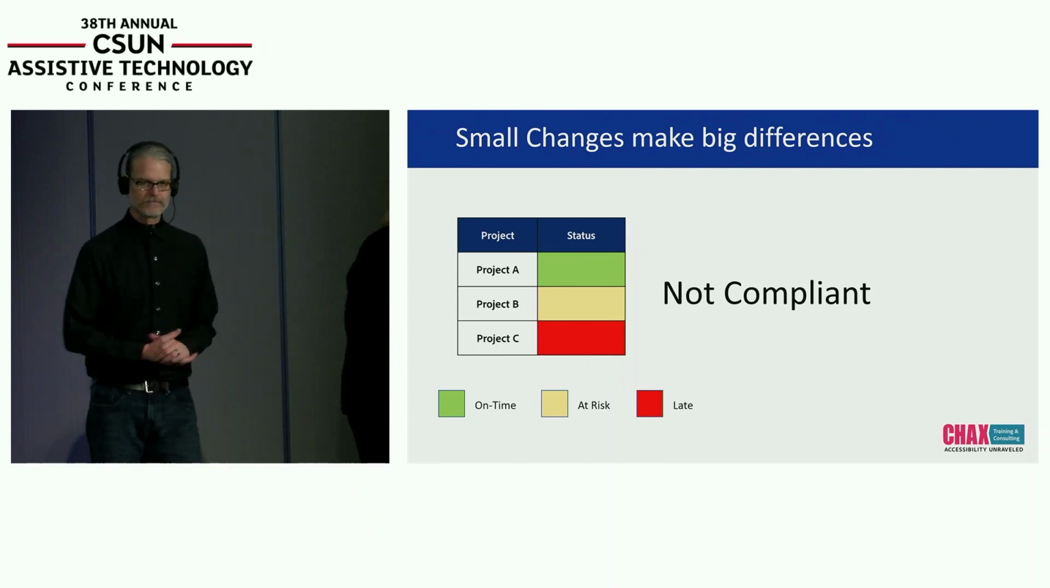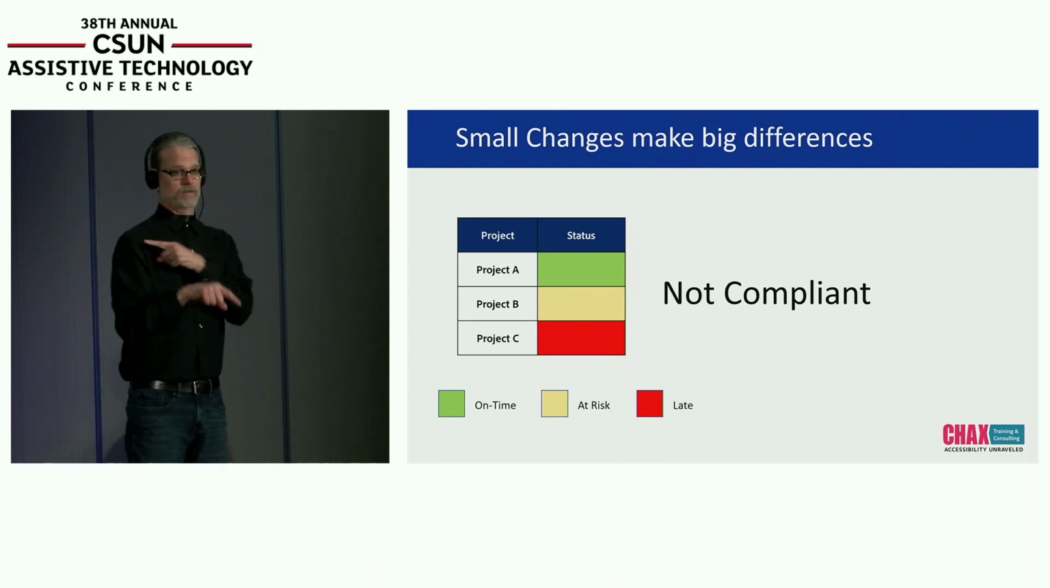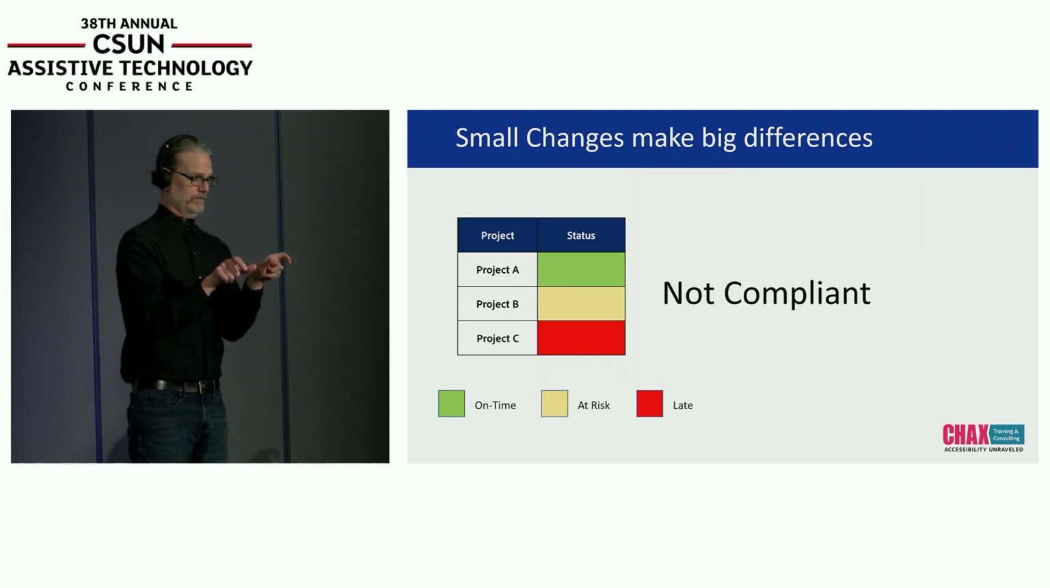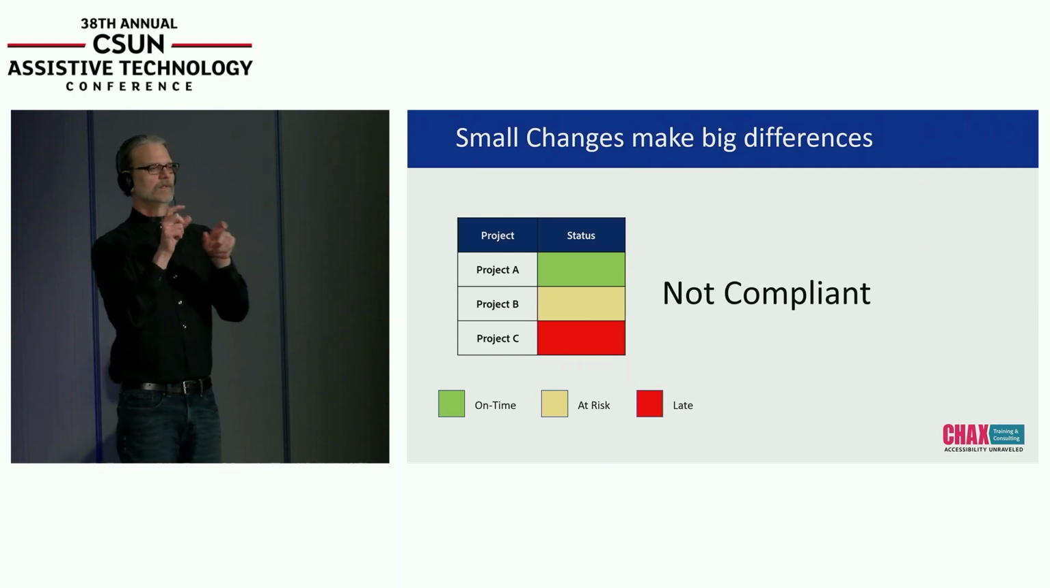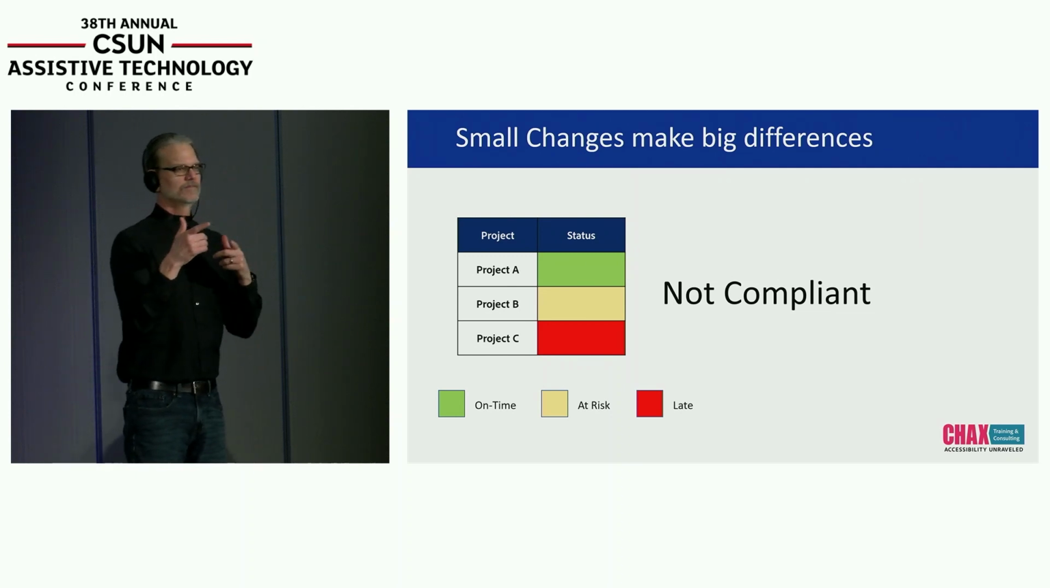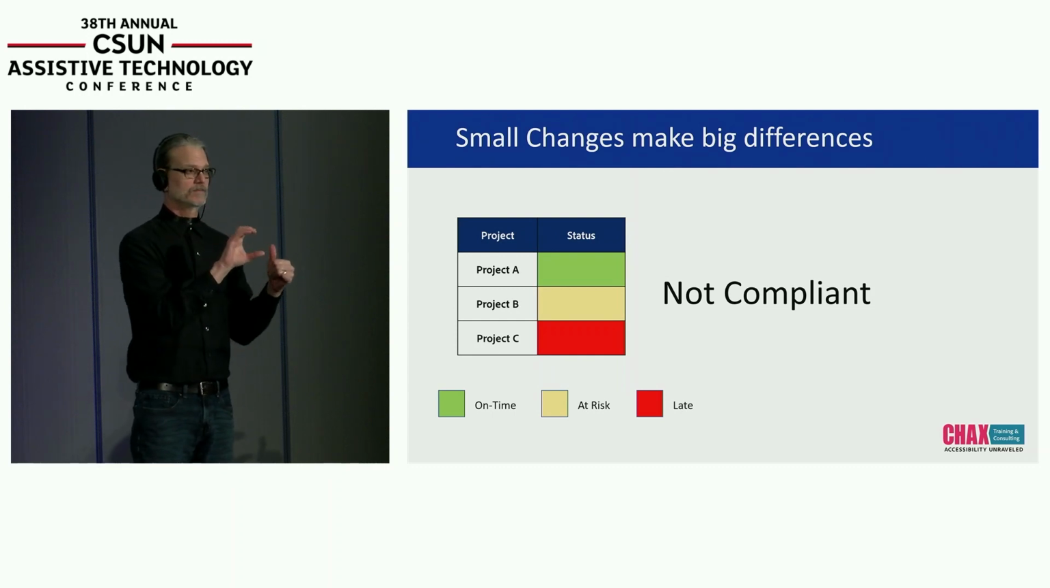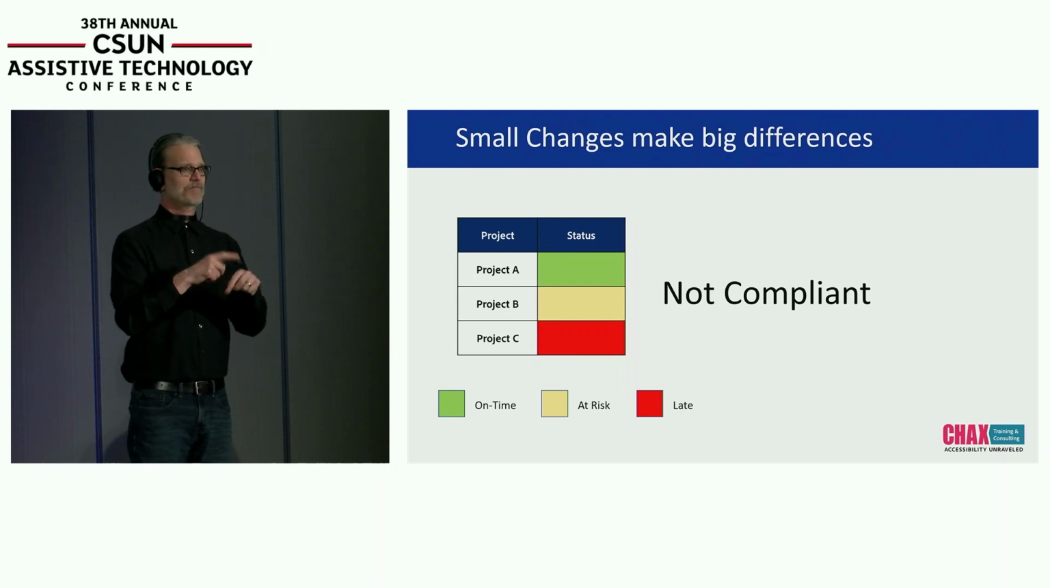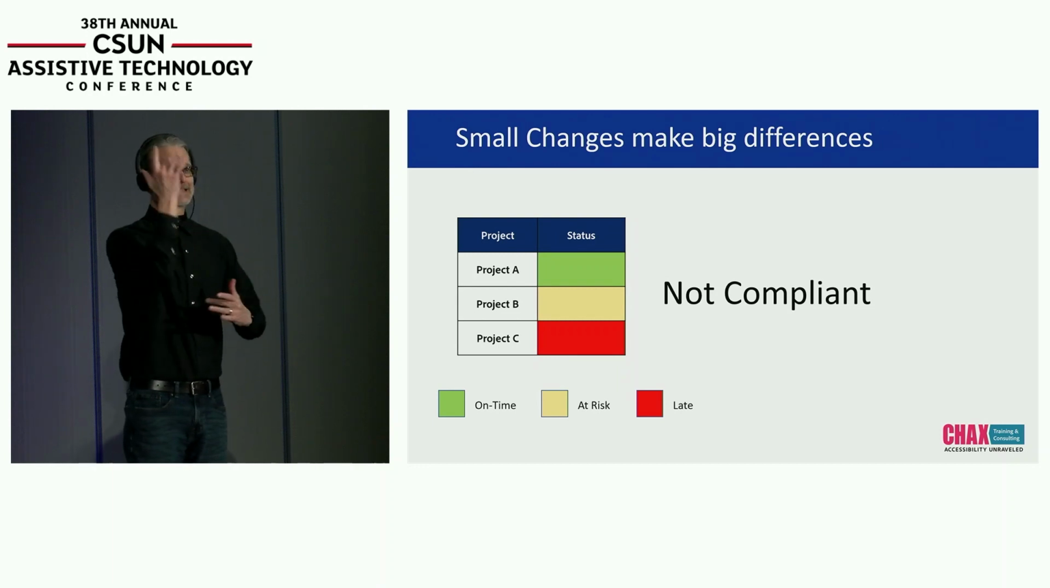The table that's on the screen right now has 2 columns and 4 rows. It says project and status at the top, and it says projects A, B, and C. A is green, B is yellow, C is red. We use this all the time. We call it the stoplight syndrome, right? This is not an accessible chart.